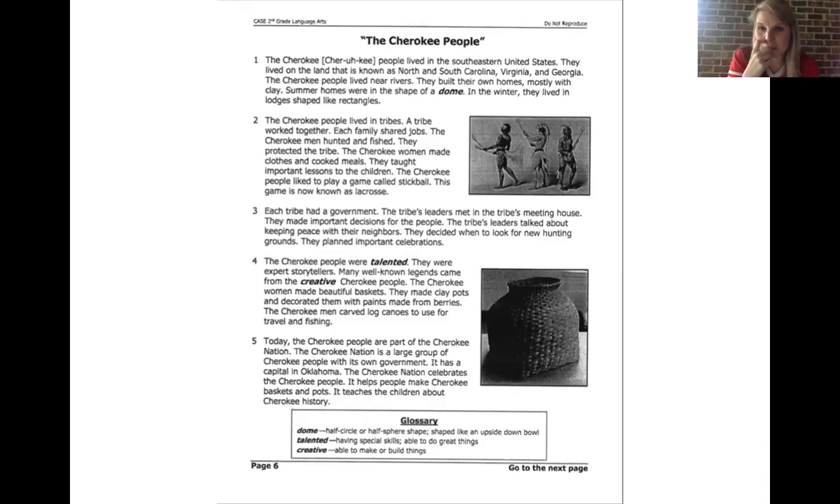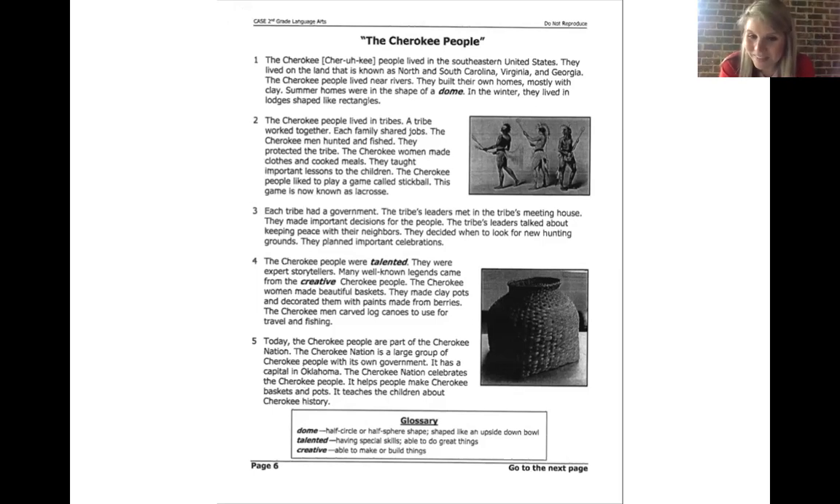So I see two pictures with this passage also. The first one up there looks like three Cherokee men maybe, and in a minute we're going to have this picture blown up and you'll be able to see it a lot better and answer a question about it. And then I'm assuming that's one of the Cherokee baskets that the women made and the Cherokee Nation helps people to make today.